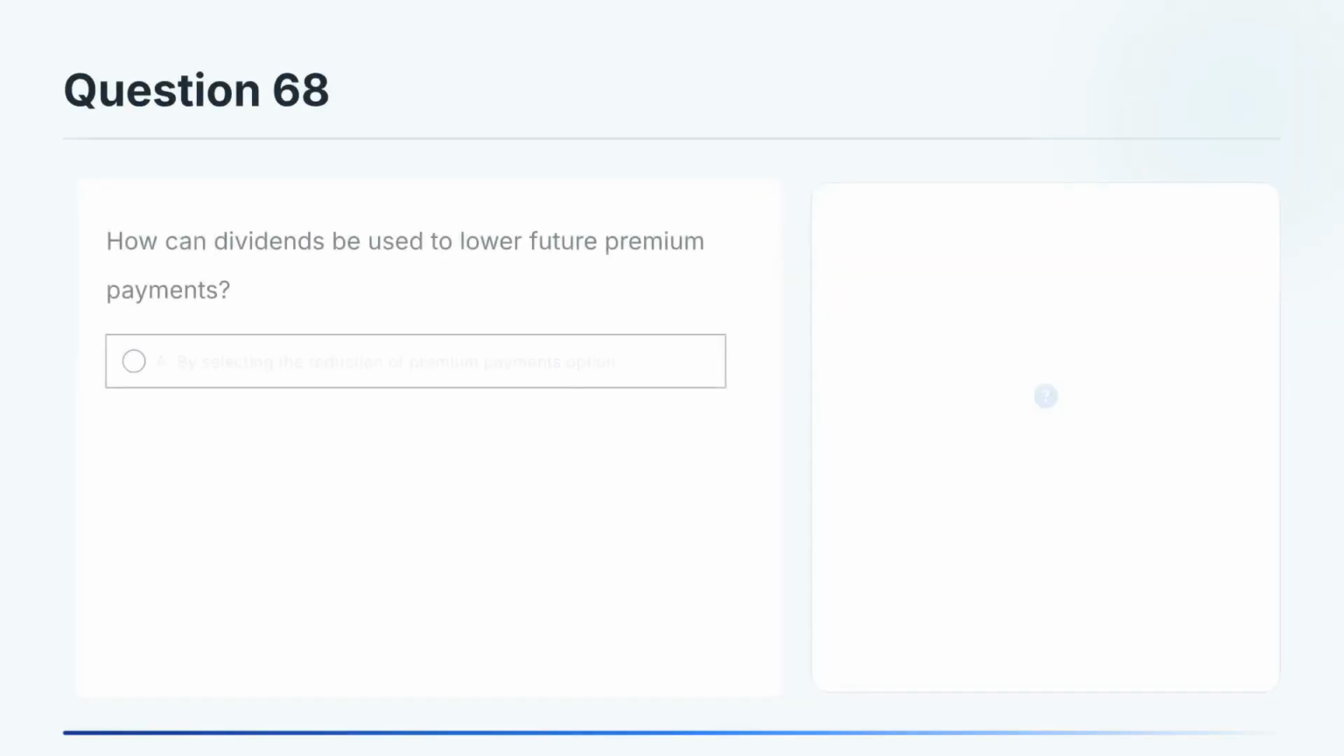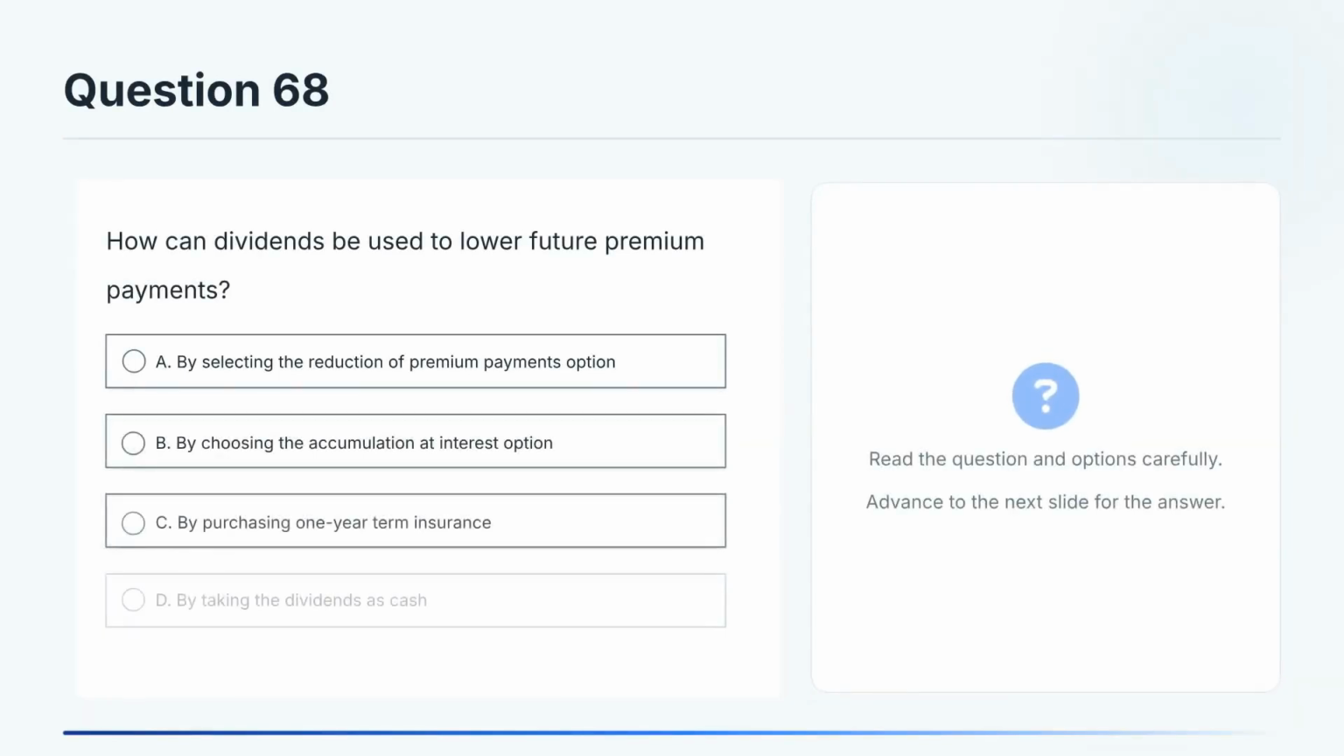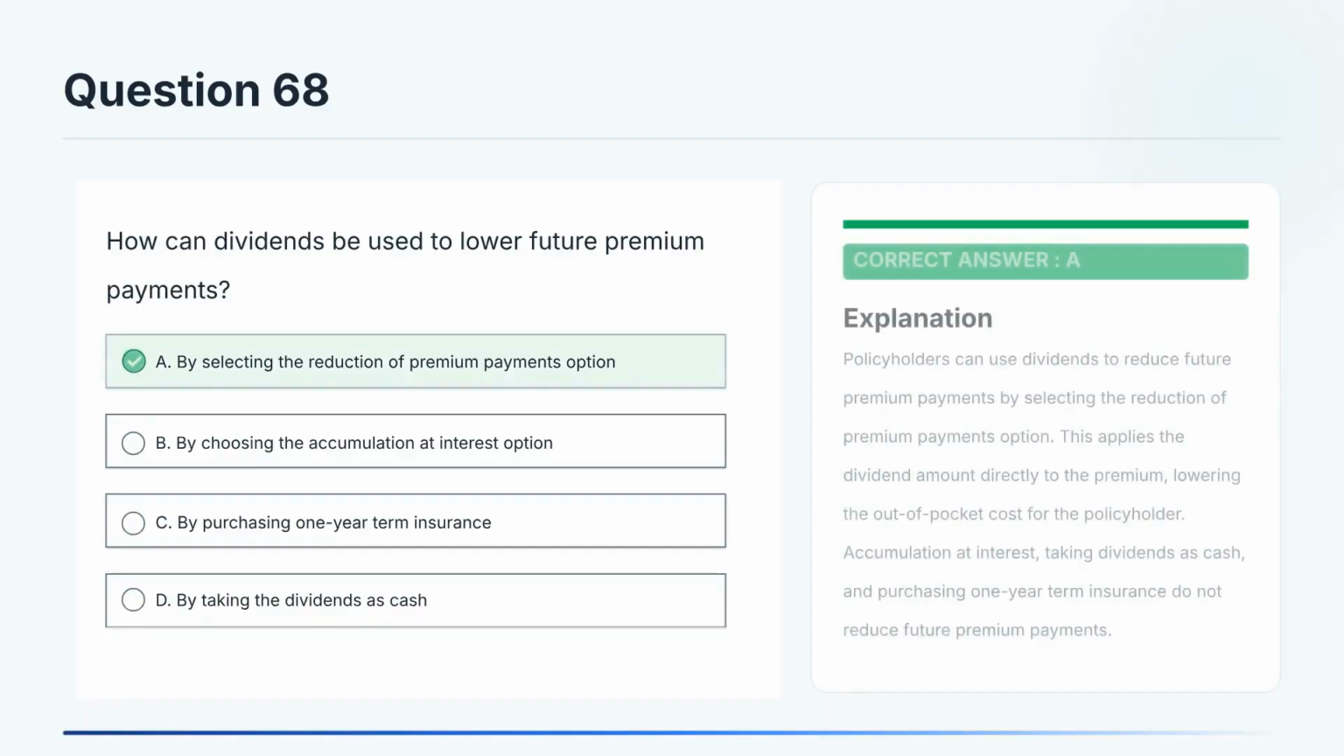Question 68. How can dividends be used to lower future premium payments? A. By selecting the reduction of premium payments option. B. By choosing the accumulation at interest option. C. By purchasing one-year term insurance. D. By taking the dividends as cash. The answer is A. By selecting the reduction of premium payments option.